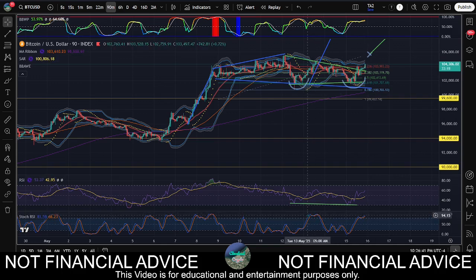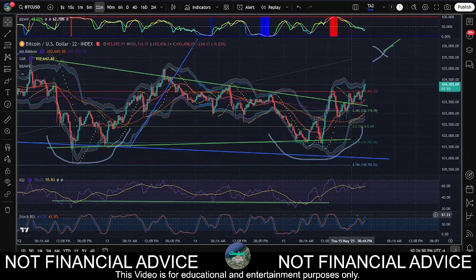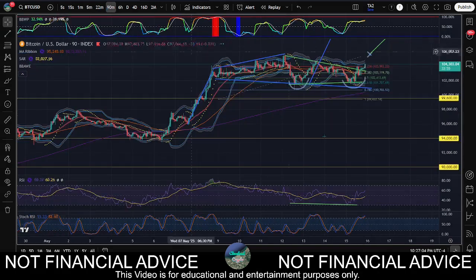I was saying that with the Stokes on the 22 pointing to the upside, that just might make the Stokes there on the 90-minute get stuck like they did before, and also could get stuck there on the 22. You know, with the RSI in bullish territory over its signal line, looking bullish. Just got another higher high there on the 22.